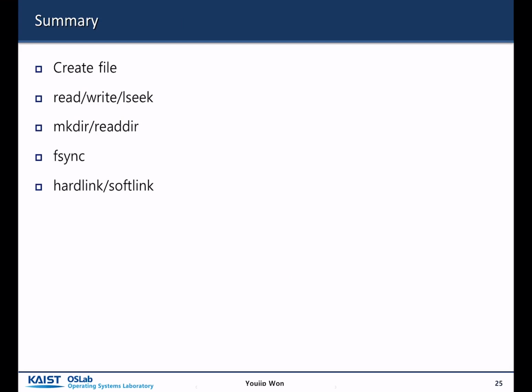So we have covered the basic interfaces for the file system: creating a file, reading, writing, and lseek, reading a directory, creating a directory, fsync, hard link, and symbolic link. That's the end of the class. Thank you.